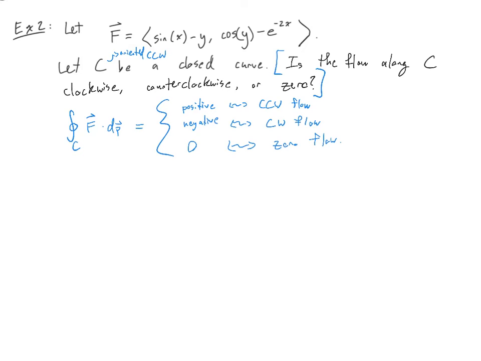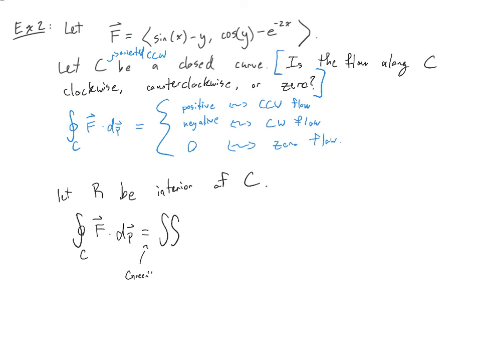And the thing I know about that integral is the components of F have continuous derivatives of arbitrary degrees. So they have derivatives of all degrees. So I can use Green's theorem. So let R be the interior of C. Then the integral over C of F dot dp is equal, by Green's theorem, to the integral over R of the scalar curl.